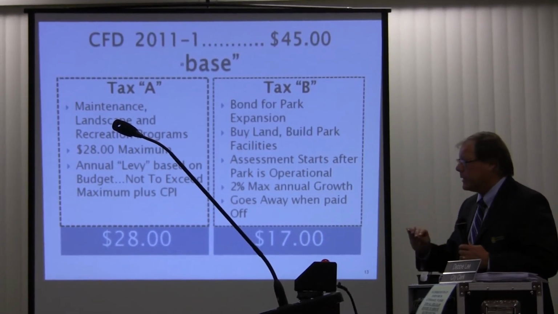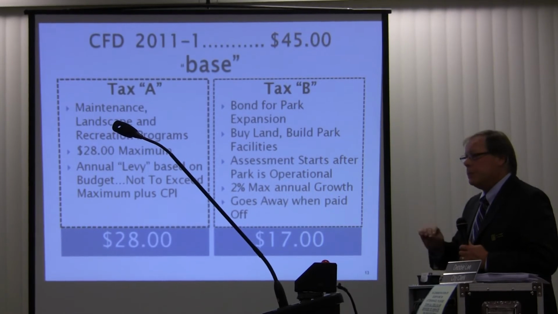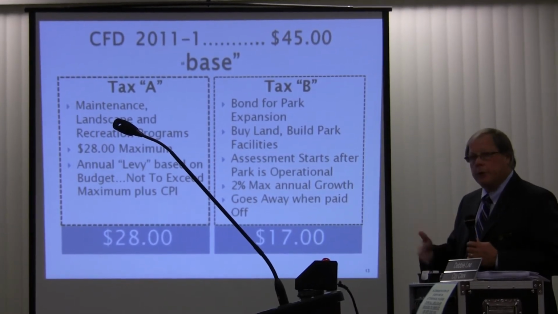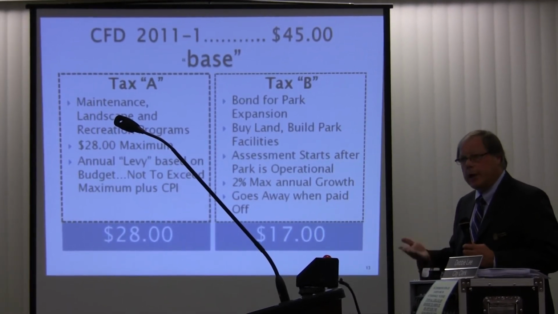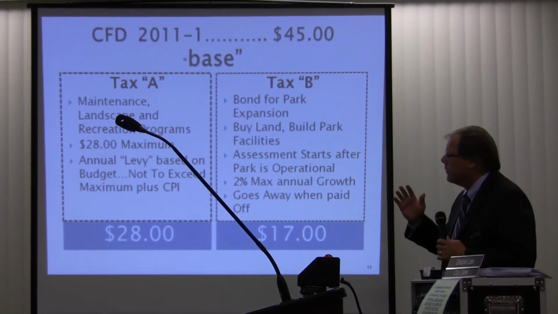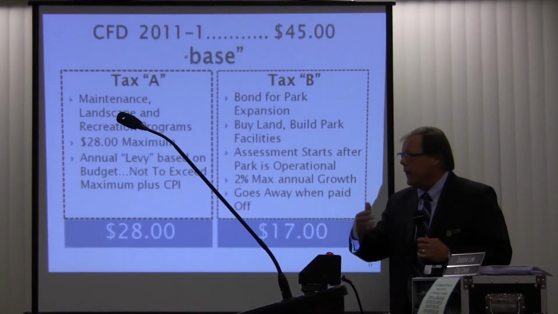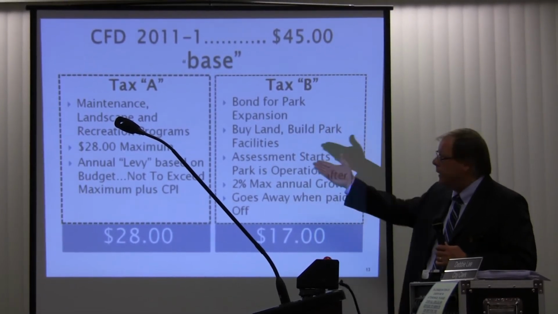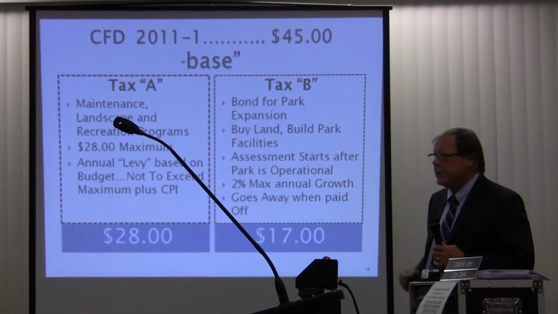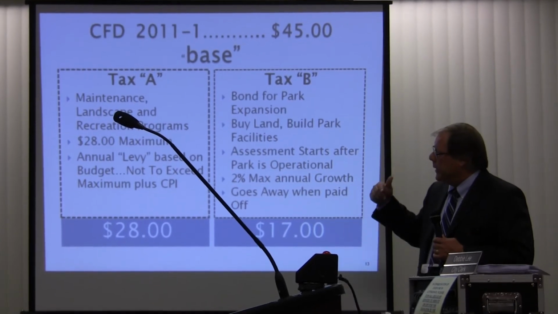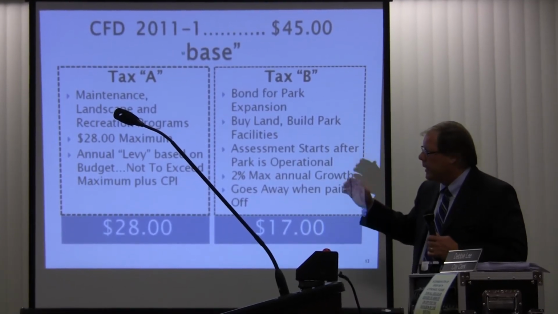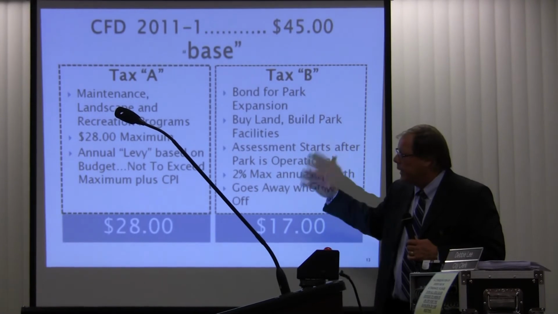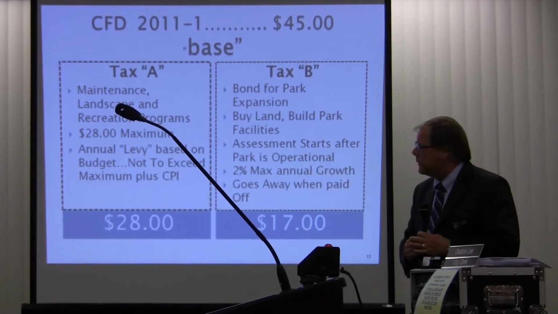$28 is the maximum. It is subject to change every year by the Consumer Price Index. If the CPI goes up, council, through public hearing, has the opportunity to keep up with the cost of living by raising the $28 by the CPI. And that's because if utility costs go up, if labor costs go up, we need to keep up with those increases also.